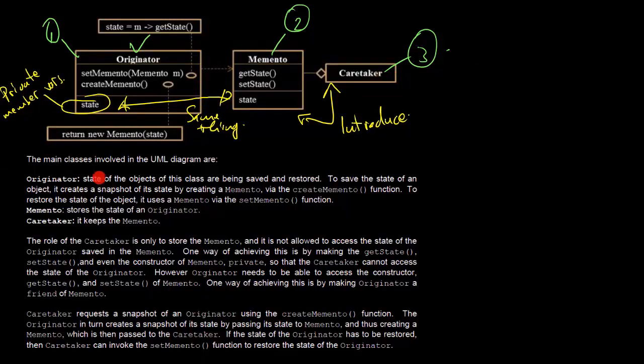The originator: the state of the object of this class is being saved and restored. So again, this is the one you're trying to preserve. To save the state of an object, it creates a snapshot of its state by creating a memento via the create memento function. To restore the state of the object, it uses a memento via the set memento function. So what's going on here? We are saying this is the class that should make a copy of this state.